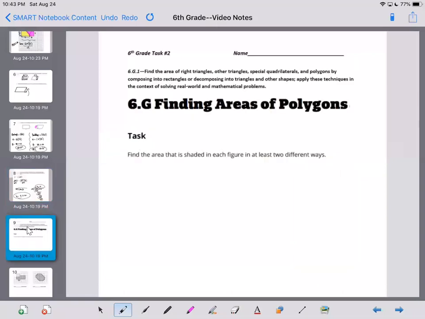Task number 2, where we're finding areas of polygons. This is where, when you have the coordinate plane, you're asking students to look for different types of shapes to help them find the area. So if they recognize a square, a rectangle or a triangle or a parallelogram or a trapezoid, they're looking for those shapes so they can subdivide that shape into something they know.